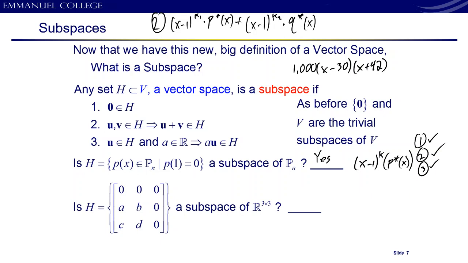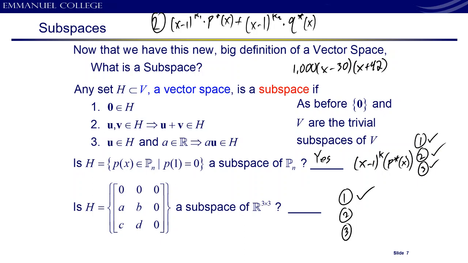What about this one? So this is basically a 3x3 matrix such that the first row and the third column have all 0 entries. Is that a subspace? So if we talk about 1, 2, and 3. So is the 0 vector in there? Yes. I would just make A, B, C, and D all 0.